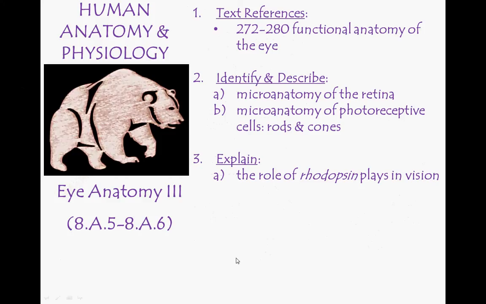We will be addressing the microanatomy of the retina. And so again, here we're looking at the microanatomy of the retina and then a little bit about the photoreceptive cells, the rods and the cones. And we'll try to talk about the rhodopsin, the role that rhodopsin plays in vision. And I think we'll do a little bit more of this in class later on.